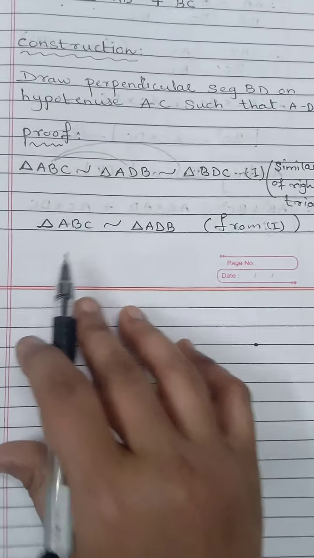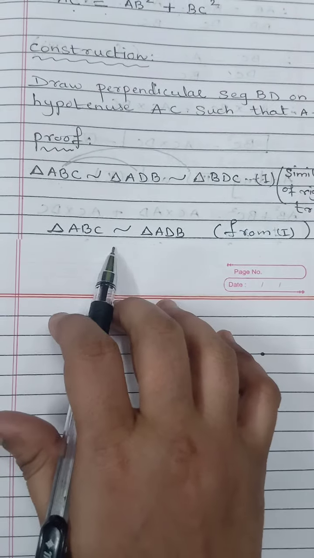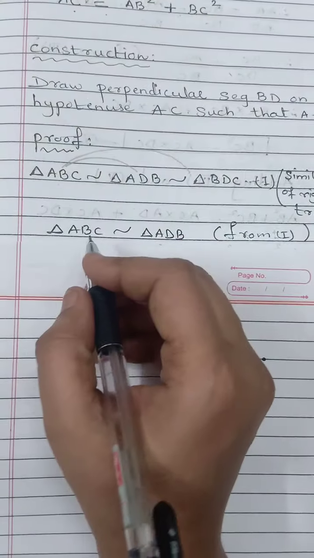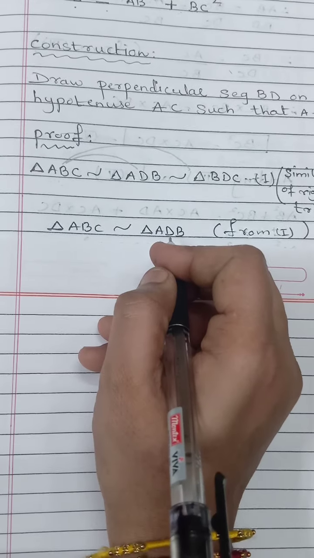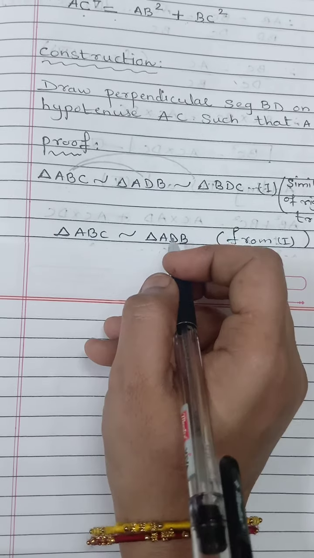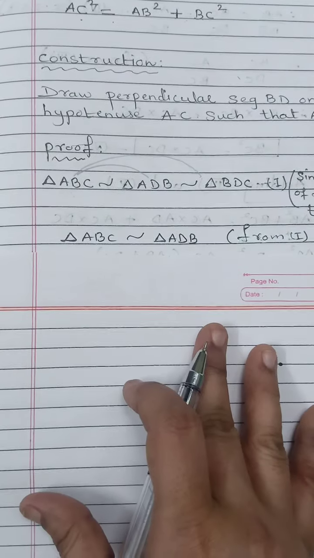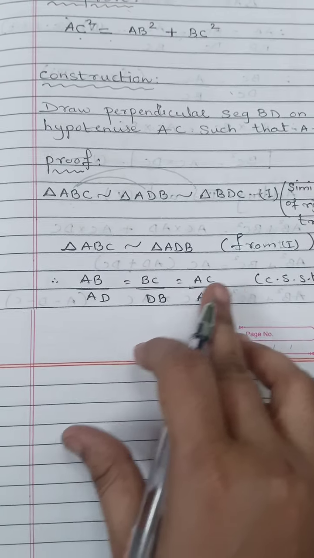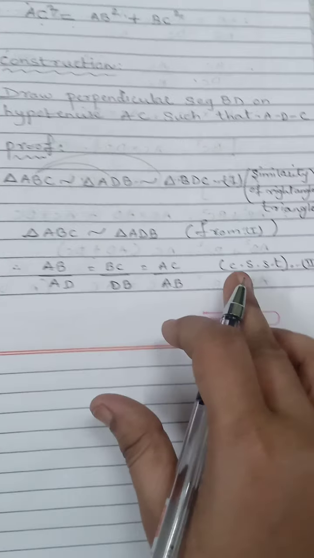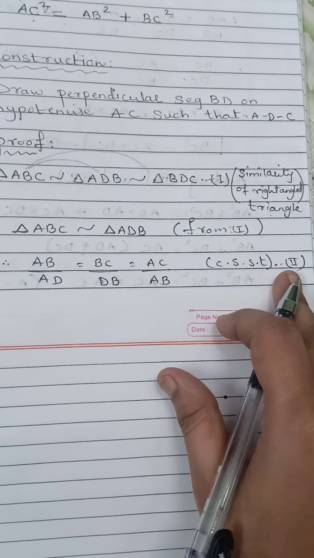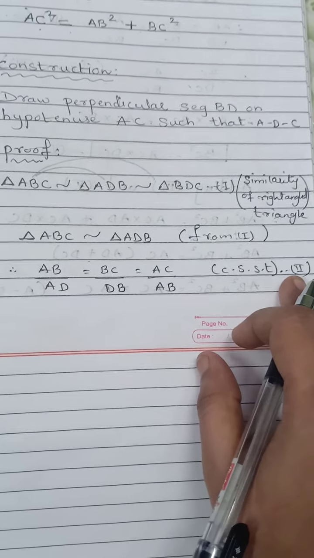We know that as soon as we get two similar triangles, we write their corresponding sides. So the corresponding sides will be AB upon AD, BC upon DB, and AC upon AB. Here, the corresponding sides of similar triangles, we are giving it equation number 2.